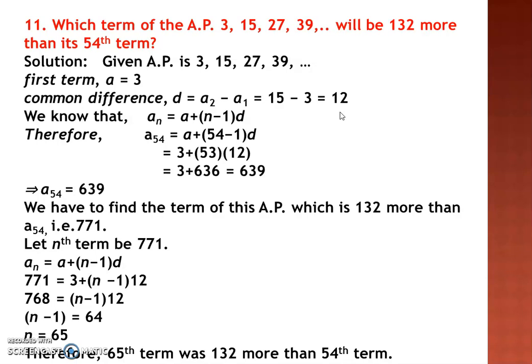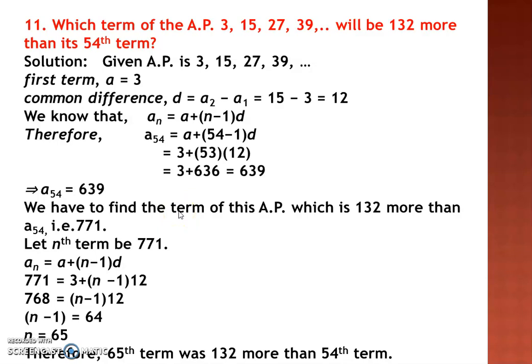So first we need to find what will be the 54th term, A54. Using the values of A and D, I can find A54. That is the next step. So A54 is equal to A plus 53D. A and D values you can substitute and after solving you will get 639 as the value of A54.